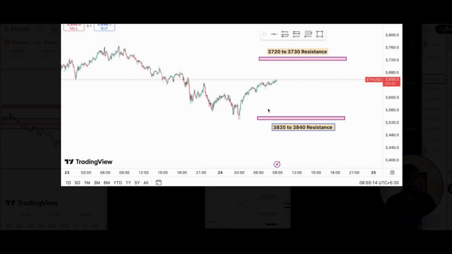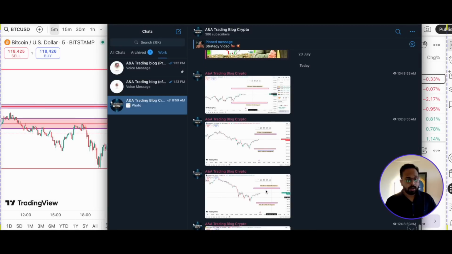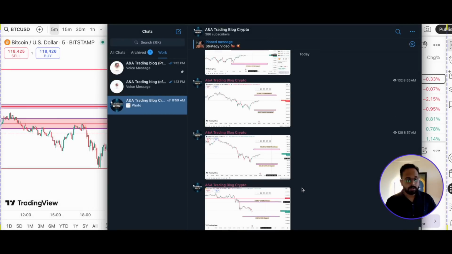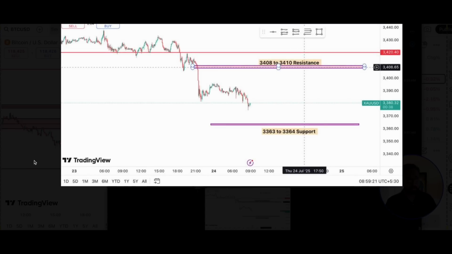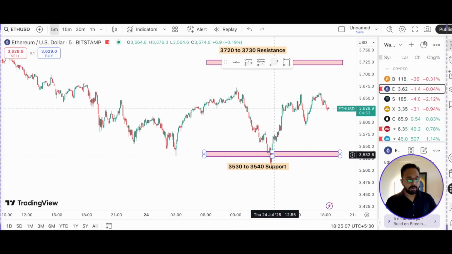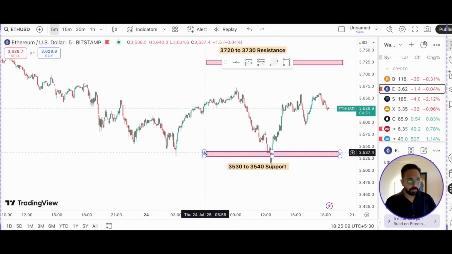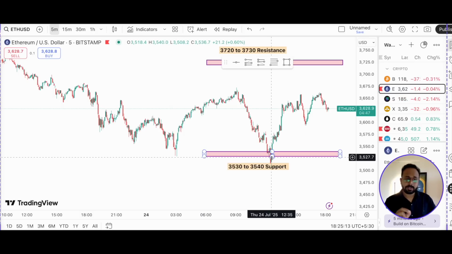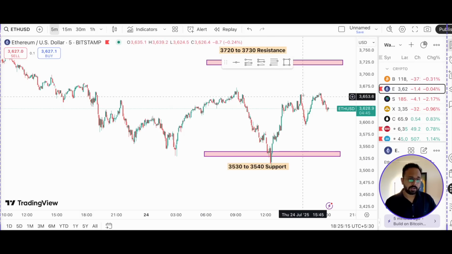And Ethereum, these were the levels I shared. And for Solana, these were the levels. And for gold, these were the levels. Oh, you see BTC, this was the level. Ethereum, this was the level. Market came to the support. You can see this zone. Market gave a breakdown here, little bit of trapping, and it started to reverse.